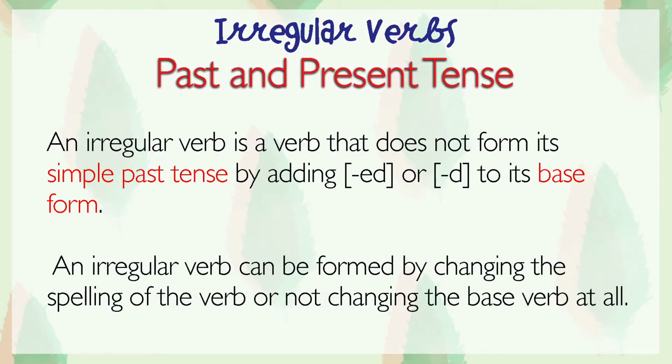An irregular verb is a verb that does not form its simple past tense by adding ed or d to its base form. An irregular verb can be formed by changing the spelling of the verb or not changing the base verb at all.